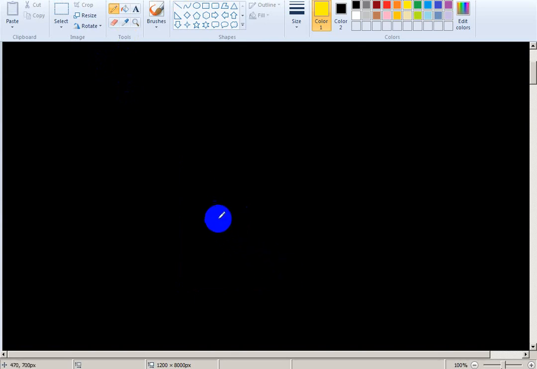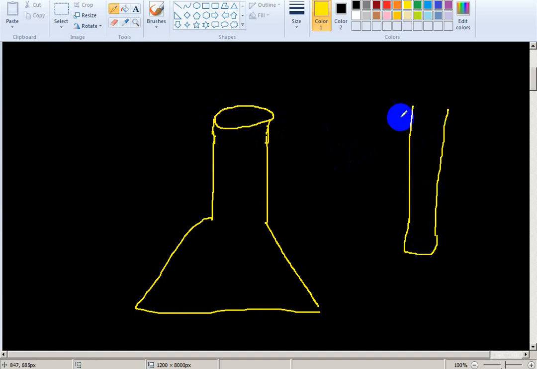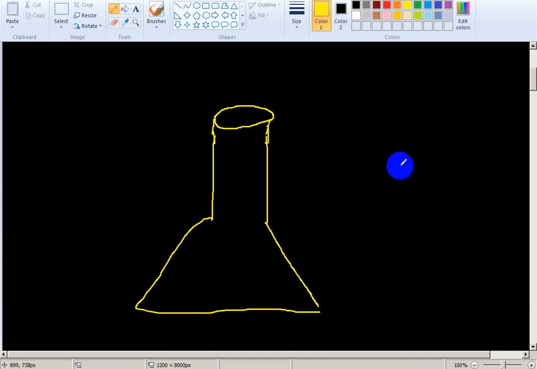Do you know the name of this apparatus? Test tube. This one is a test tube. What is the name of this apparatus? Conical flask. Excellent. Conical flask.